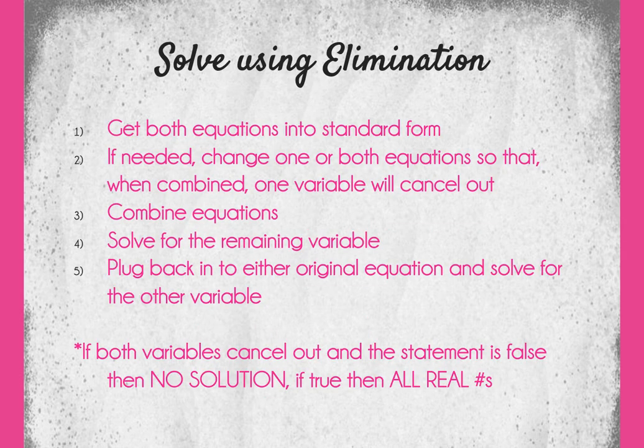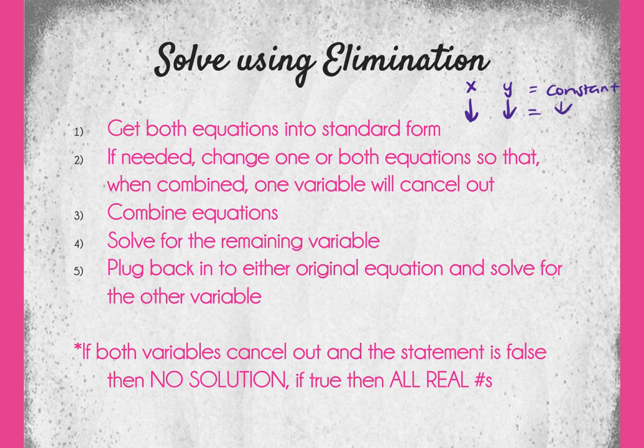Here are the steps for elimination. So the goal is to get both equations into standard form. And by that we mean the x's want to be in a row, the y's want to be in a row, and the constants want to be on the other side of the equal sign. Then we're going to see what happens when we add these two vertically. So I would add the two x's, add the two y's, add the two constants. And the goal is to cancel out one of those.